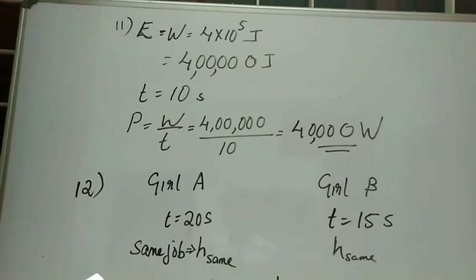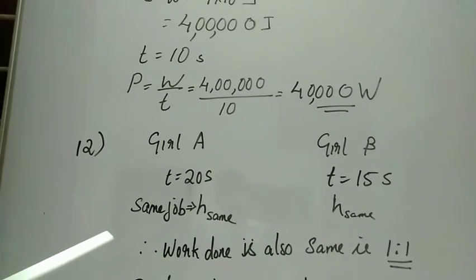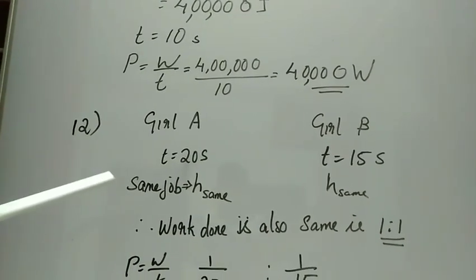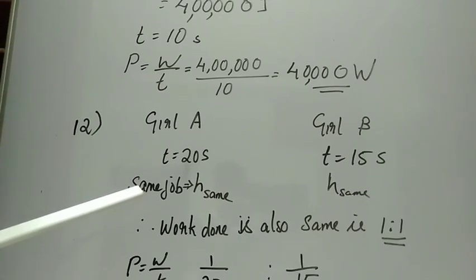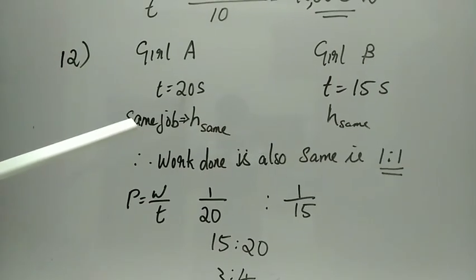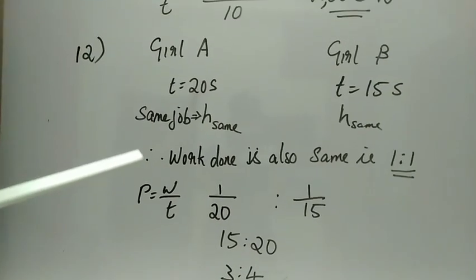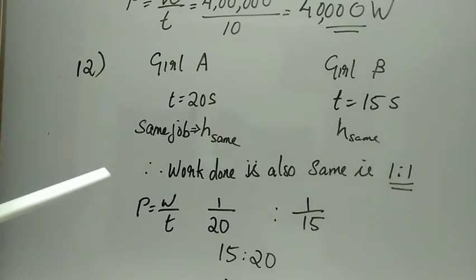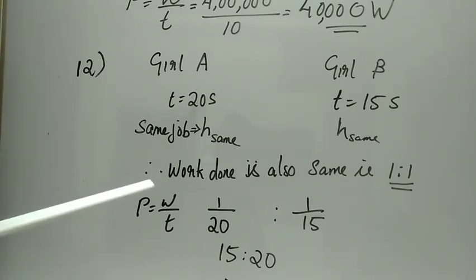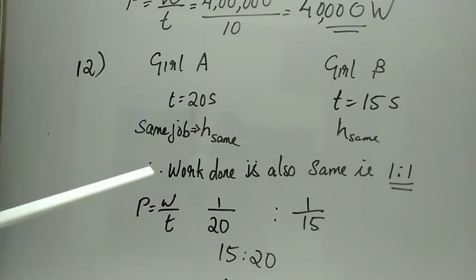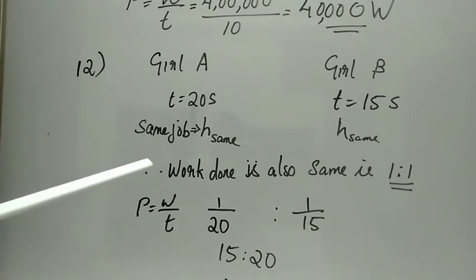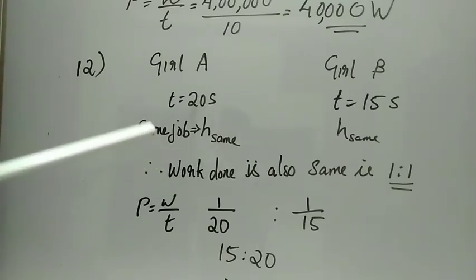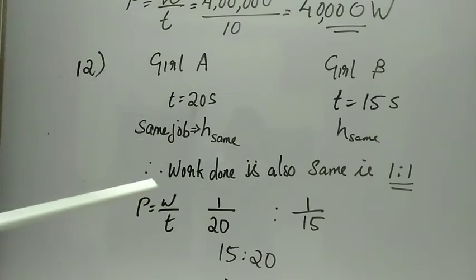Second question, last question, question number 12. It takes 20 seconds for a girl A to climb upstairs while girl B takes 15 seconds for the same job. So here two girls are there. Here the mass of the girl is not specified. Since the mass is not specified, we can assume that both have the same mass. And it is given they do the same job. That means they are taking an object to the same height.